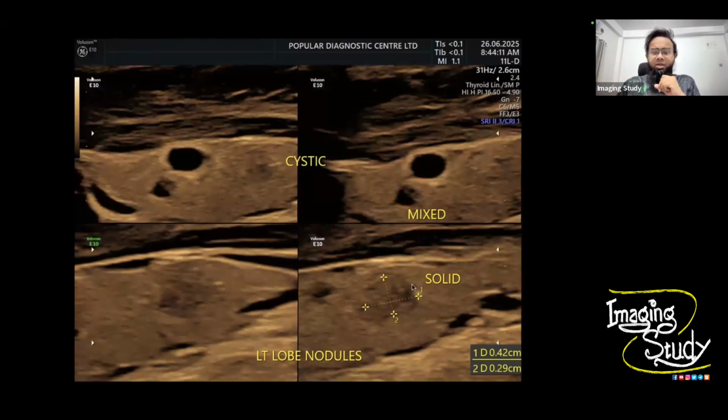Now look at this one. This is the notorious one. You can see a hypoechoic nodule here, and it is a solid one, and you see the margins are not quite well defined. A solid nodule, and now you can see some tiny echogenic area over here. We need to see it carefully.